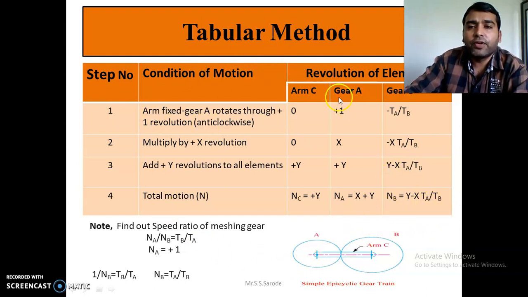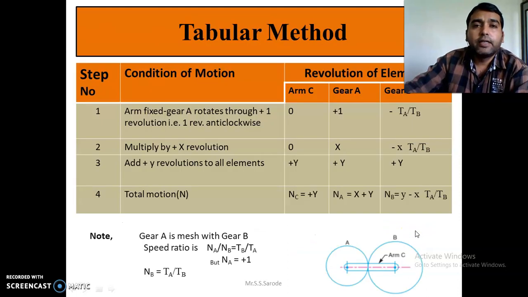It is common for all epicyclic gear trains. Only the construction changes the revolution of element. Okay.